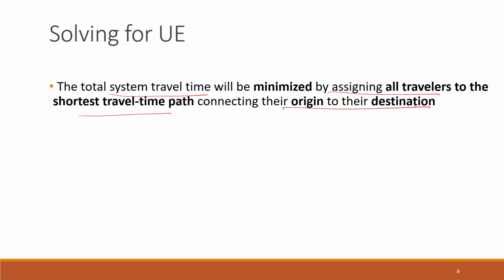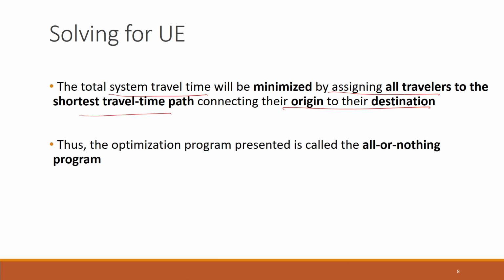This is what I was saying: the linear program that we saw for finding the descent direction has a very simple solution, because the travel times on all the links are fixed. Then everyone would want to travel on the shortest path connecting their origin to destination. So all the demand that wants to go from a particular origin R to destination S is assigned to the shortest path connecting them. Okay. This kind of optimization program is called all or nothing assignment, all or nothing program.